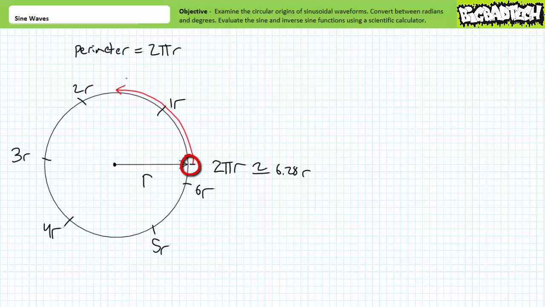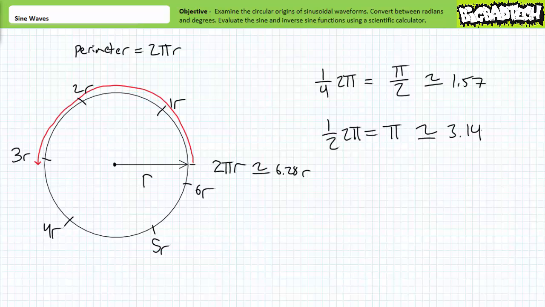Let's say the point travels a quarter of the circle in the counterclockwise direction. How far has the point traveled? The answer is quite obviously that the point has traveled 1/4 of 2 pi radians, or pi over 2 radians, or approximately 1.57 radians. If the point continued to travel counterclockwise halfway around the circle, it would have traveled half of 2 pi radians, or approximately 3.14 radians.